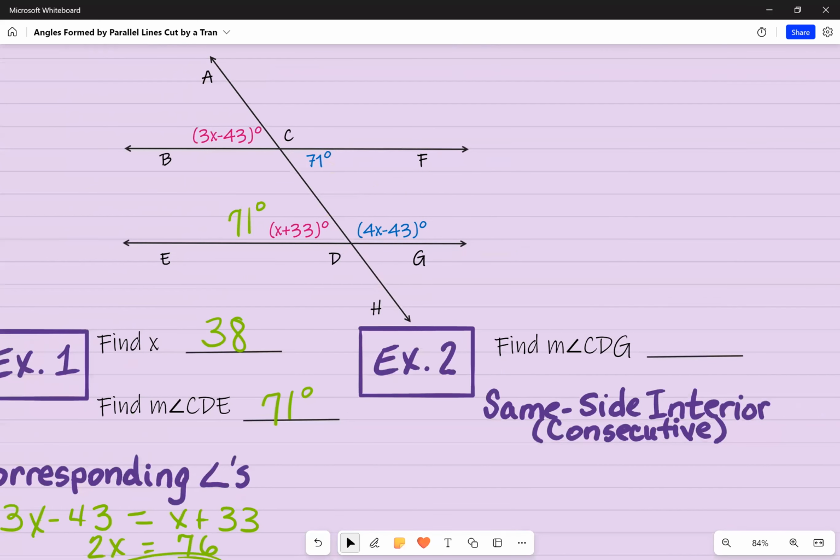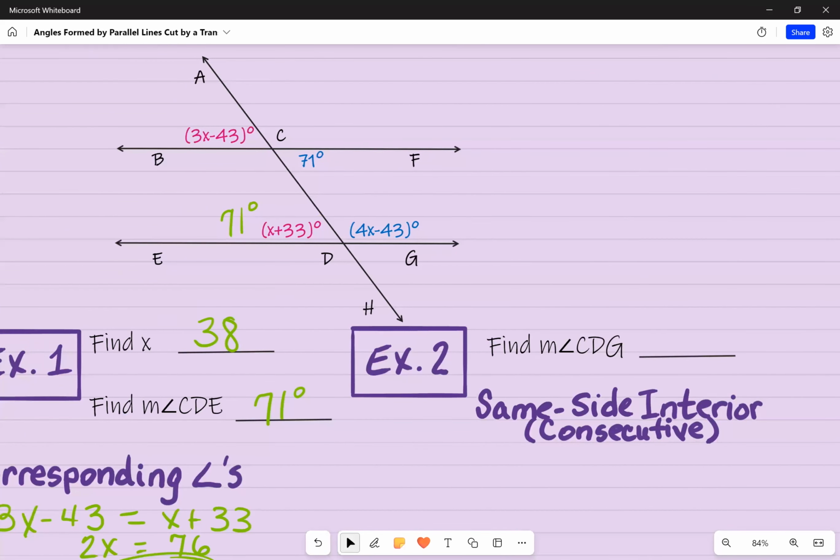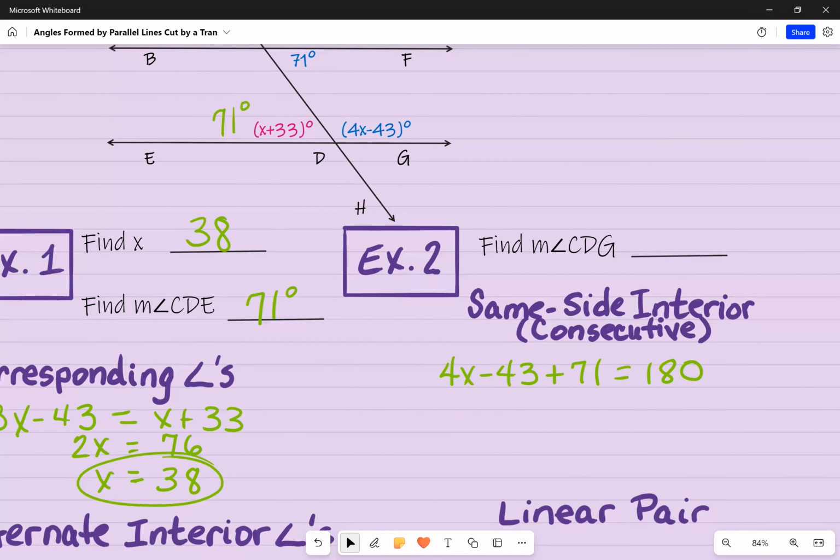So what I would do with those is refer to my chart, which told me these type of angles are supplementary. So I'm going to set them equal to 180. So 4x minus 43 is one angle. I am going to add it to the other angle and set them equal to 180. So that's what you do when you have supplementary angles. So plus 71, set equal to 180. On the left-hand side, I combine like terms and I have 4x plus 28 is equal to 180.